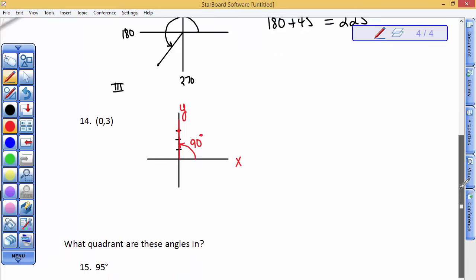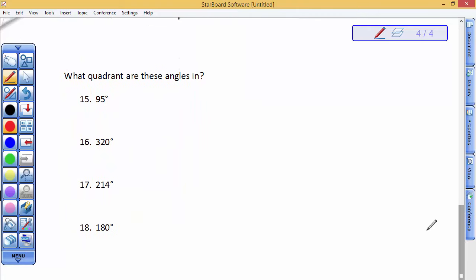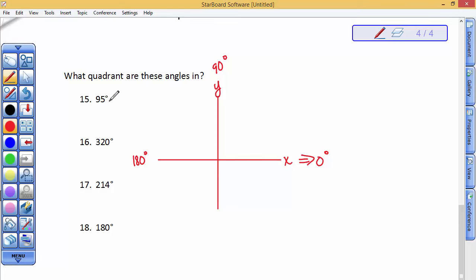Again, finally, just know where you are. What quadrants are these angles in? So if I draw my x-axis and my y-axis, reminding you that this is where 0 degrees is, this is where 180 degrees, this is where 90 degrees is. This 95-degree angle is just into this quadrant. Here's my first, here's my second, here's my third, and here's my fourth quadrant. So 95 degrees, you need to be ready to tell me that's in the second quadrant.